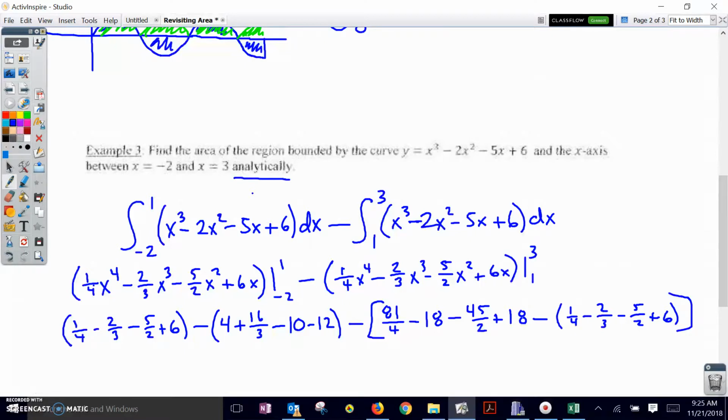Alright, so 1/4 minus 2/3 minus 5/2 plus 6. We change that to twelfths. It's 3/12 minus 8/12. That's negative 5/12 minus 30/12, so negative 35/12 plus 6. That's going to be 37/12. Minus, and let's see what we get here. We've got negative 22 plus 4, that's negative 18. And that's negative 38 thirds.